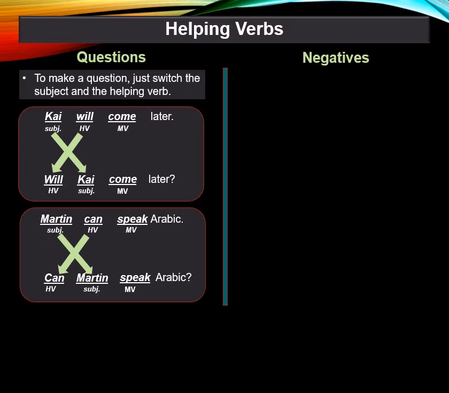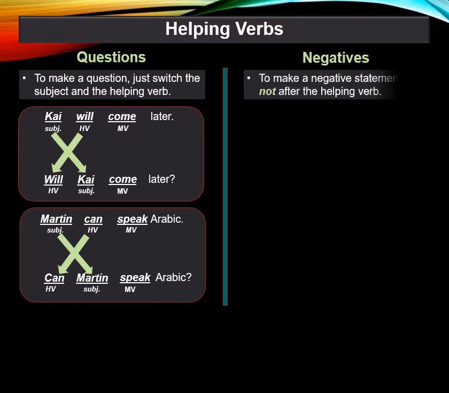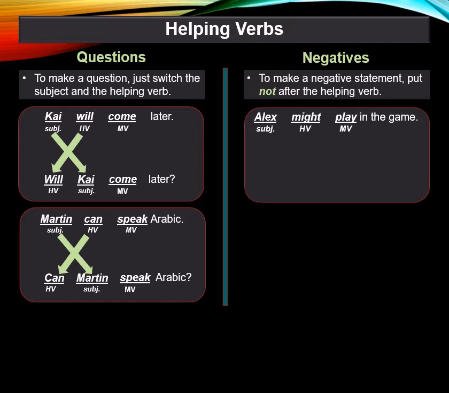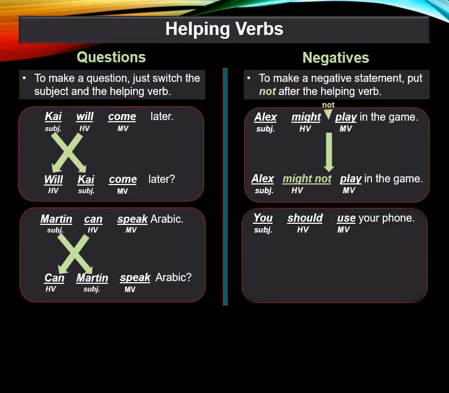To make a negative statement with helping verbs, just add not after the helping verb. Alex might play in the game. Drop in not, and you have: Alex might not play in the game. You should use your phone. Drop not in the middle: You should not use your phone.